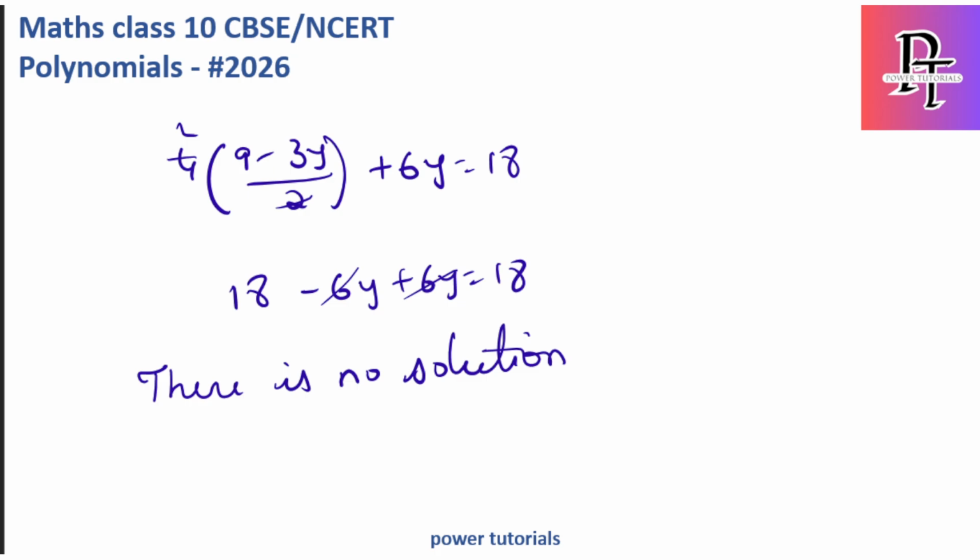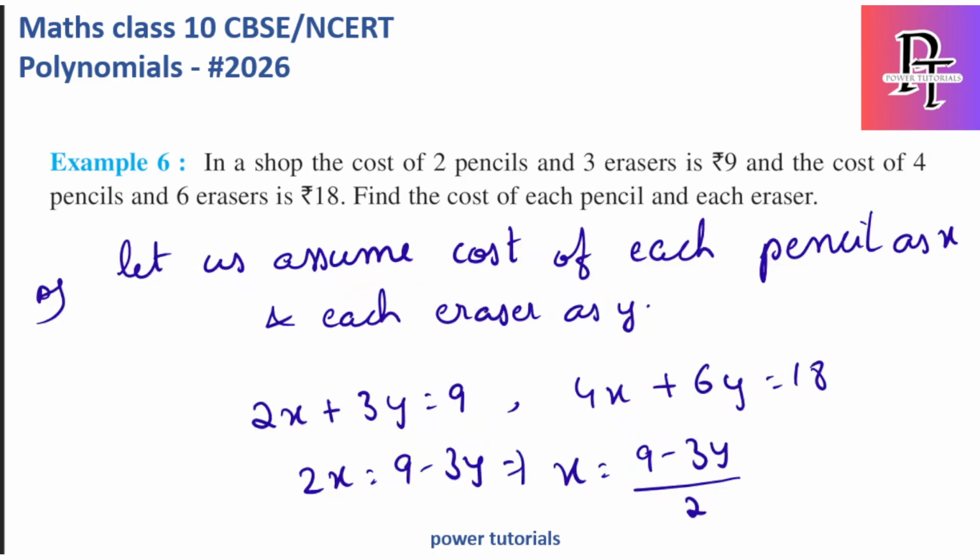Okay, for this you can also check using our a1 a2, b1 b2 ratios as well. So what is the a1 by a2 ratio? It is 2 by 4, b1 by b2 is 3 by 6, c1 by c2 is 9 by 18. Okay, so here it's not a no solution case, it is a coincident case.